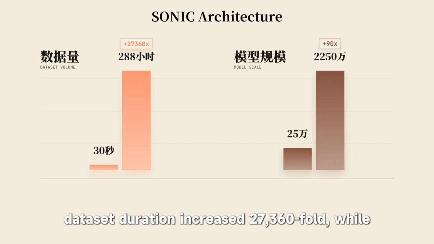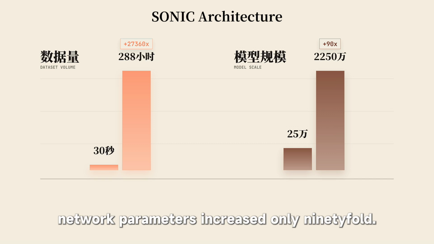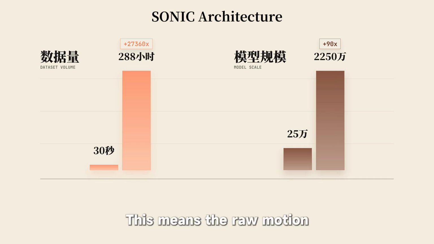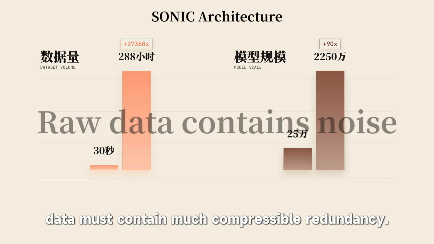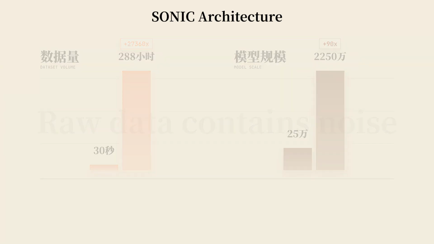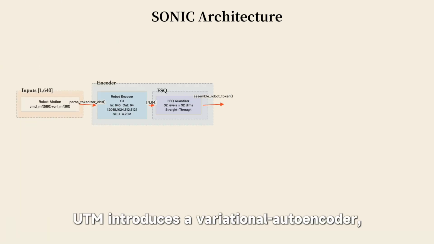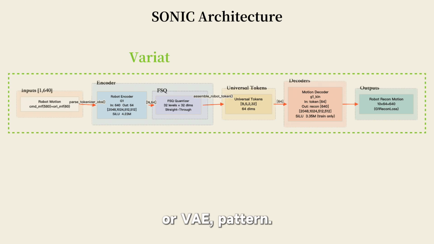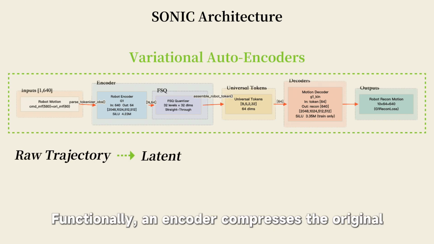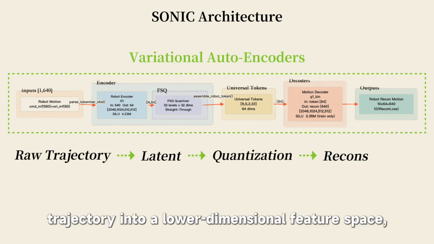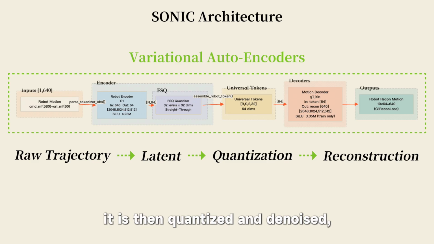Dataset duration increased 27,360-fold, while network parameters increased only 90-fold. This means the raw motion data must contain much compressible redundancy. UTM introduces a variational autoencoder, or VAE, pattern. Functionally, an encoder compresses the original trajectory into a lower dimensional feature space. It is then quantized and denoised, and a decoder reconstructs the original trajectory.